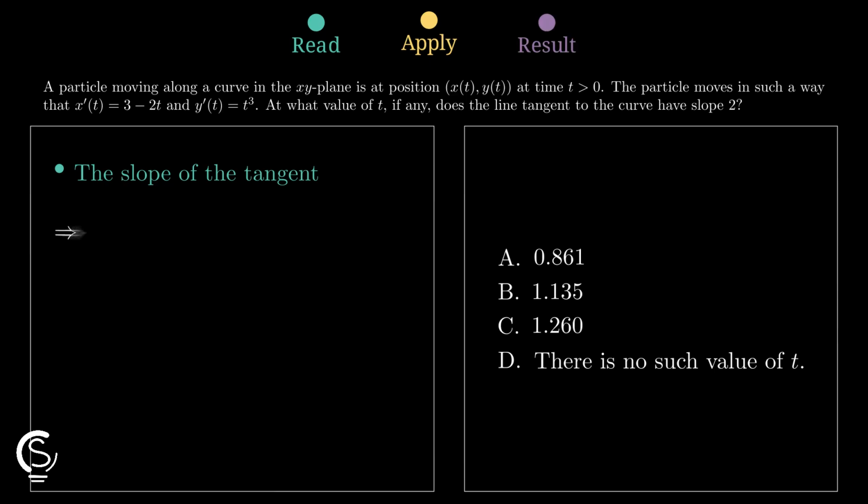Set that fraction equal to 2 and solve for t. Rearranging terms gives t cubed plus 4t minus 6 equals 0.